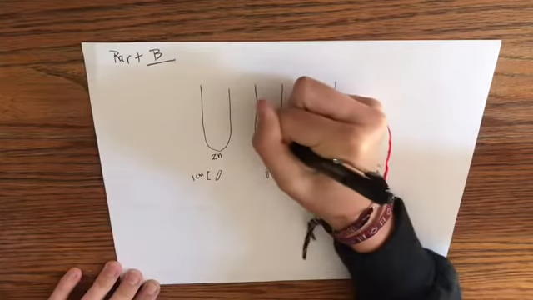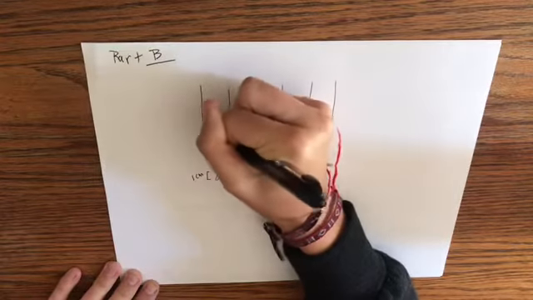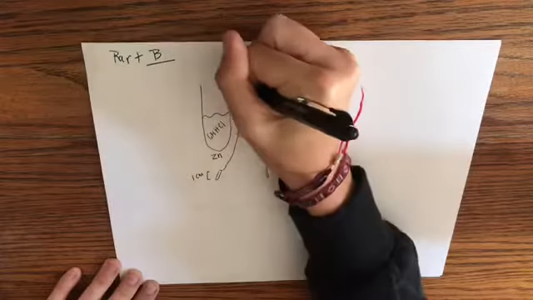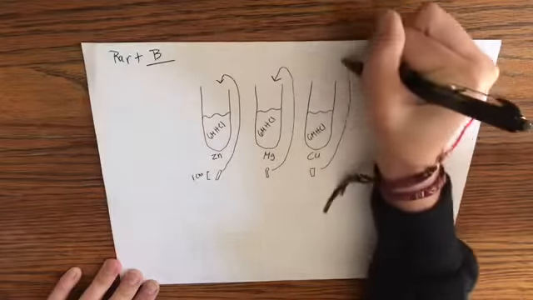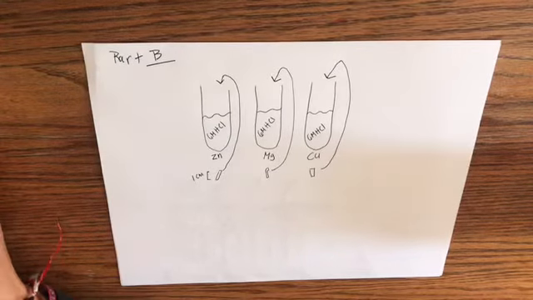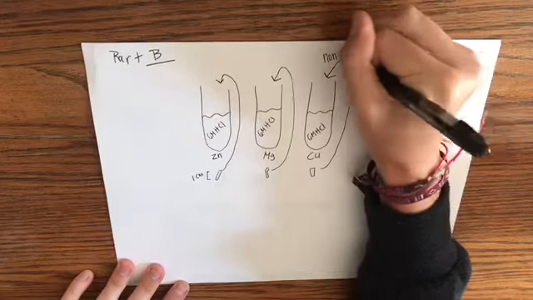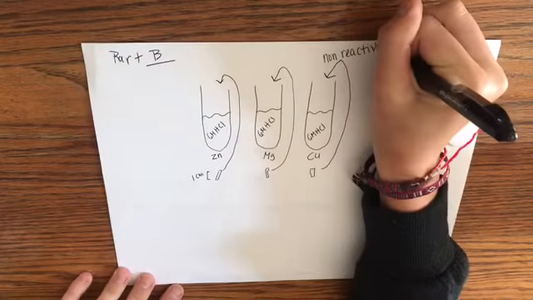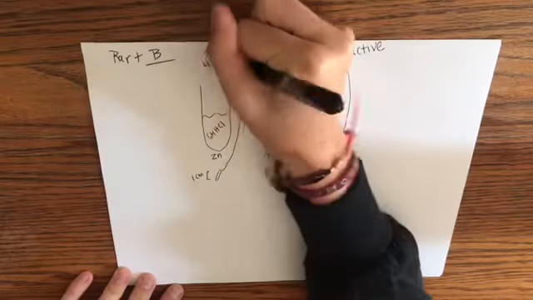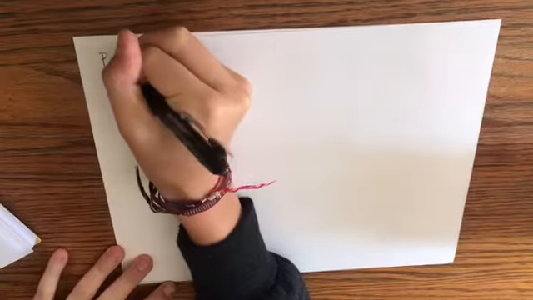Then we'll add 6 molar of HCl into each test tube, filling it up about halfway. And we'll time it to see how long the metal takes to fully dissolve. So for the zinc in the 6 molar HCl, it took 400 seconds. For the magnesium, it took 24 seconds. And the copper was non-reactive, which means there was no dissolving or anything, it just stayed the same.